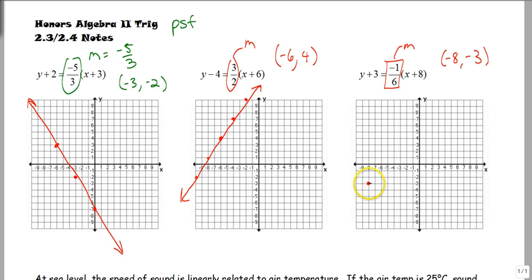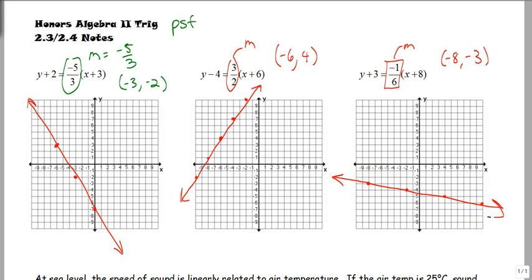Again, -1/6, down 1 over 6. Down 1, 1, 2, 3, 4, 5, 6. I could go one more all the way to the end. And then you try to connect the dots. Yeah, that was okay. And there's my graph.